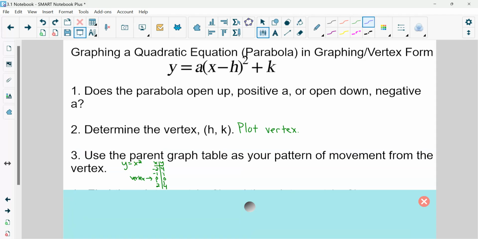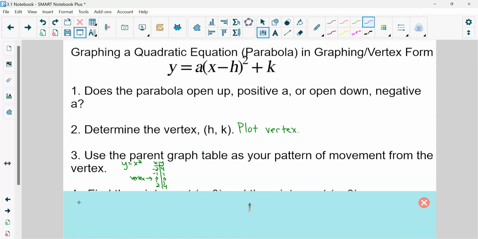So 0 squared is 0. That's our normal vertex for y equals x squared. -1 squared is 1. So that means I would go left 1 and up 1 from the vertex. +1 squared is also 1. And then -2 squared is 4, and +2 squared is 4 also.